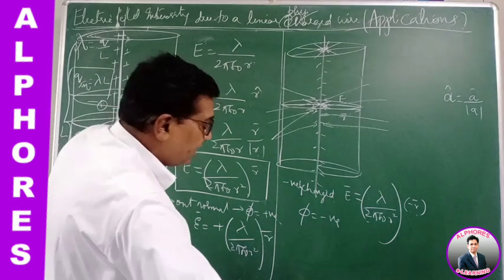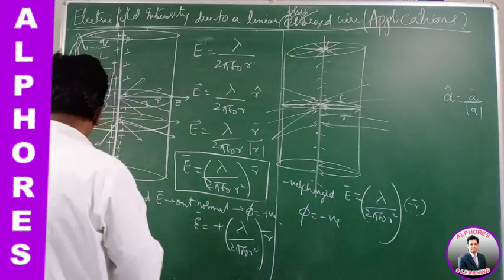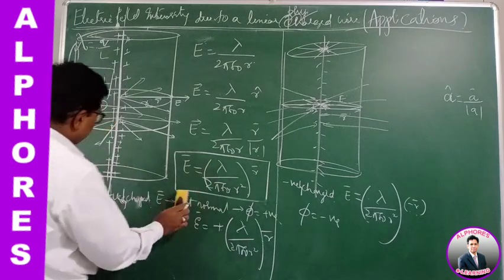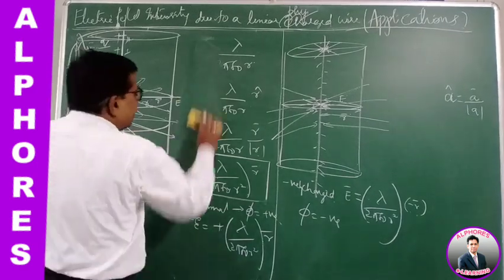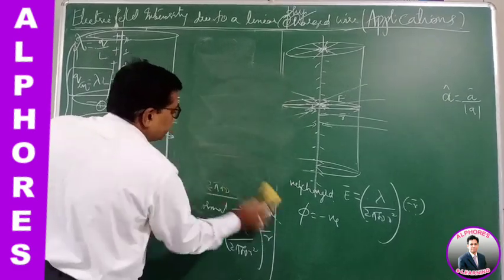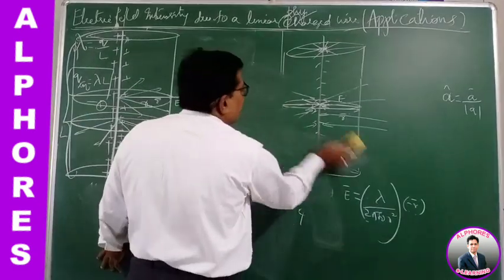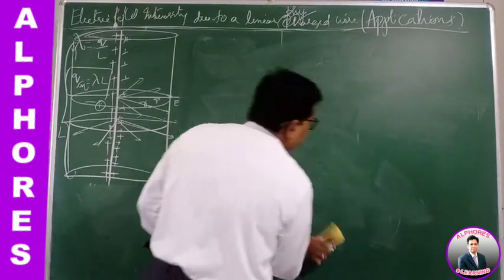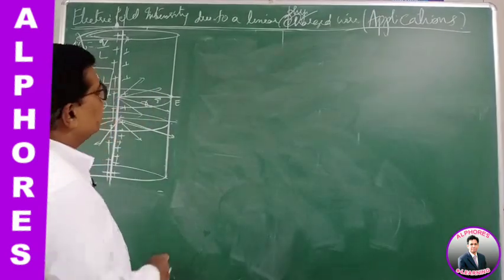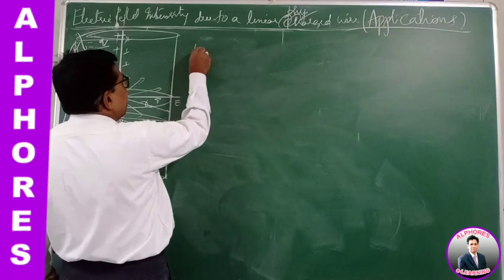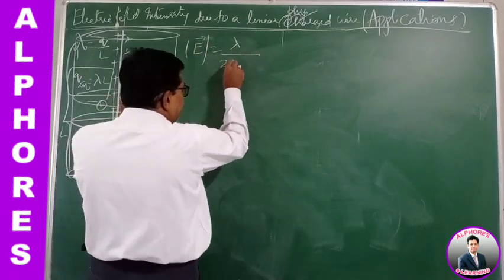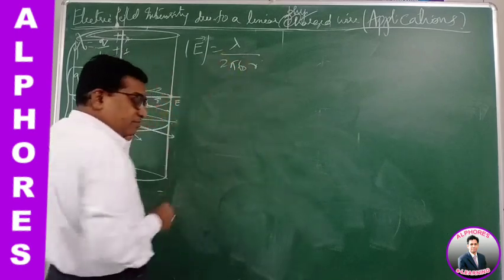That is the first part: the electric field due to the linear charge conductor. Now, if you analyze the magnitude of the electric field, for a linear charge conductor the magnitude of the electric field is lambda by 2 pi epsilon naught r.